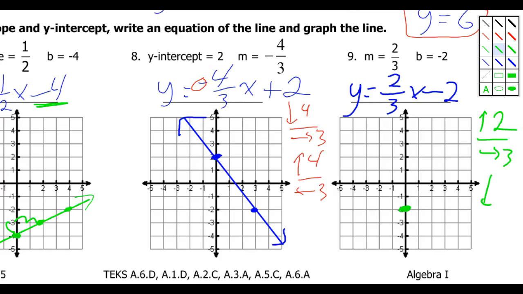Or we can go down 2 and to the left 3. So down 2, to the left 3, or up 2 and to the right 3. Either way, we end up with a line that goes through here. And we put our arrows on the ends of our line, and we're good to go.